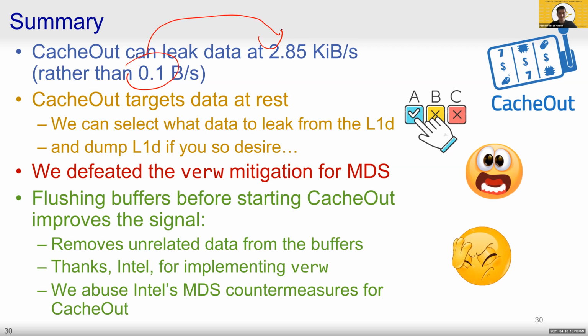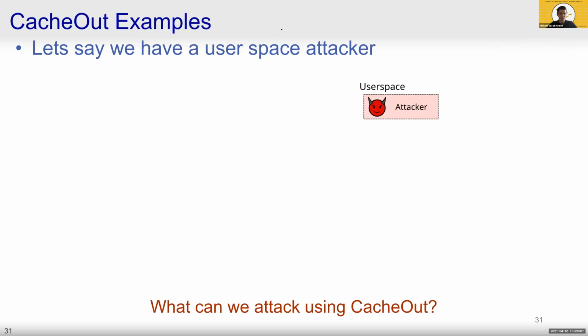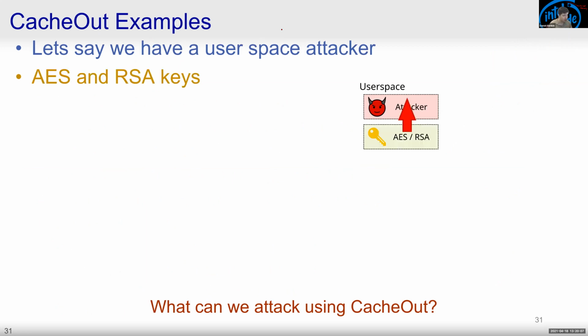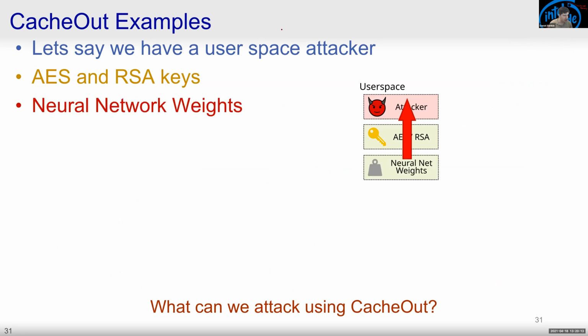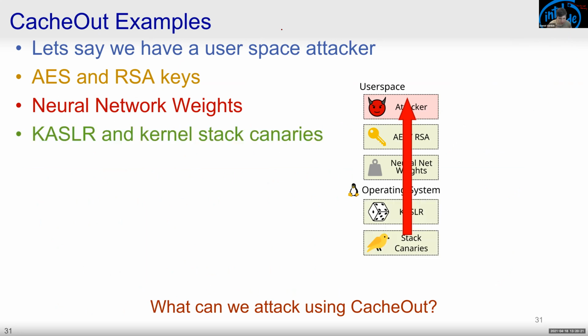Yeah. Cool. So, what can you do with Cashout? Well, let's say I have a user space program. I can leak AES and RSA keys out of somebody's address space. I can also leak neural network weights, because if you're sick and tired of cryptographic examples, then here's a machine learning example. You can also break ASLR and stack canaries out of the operating system.